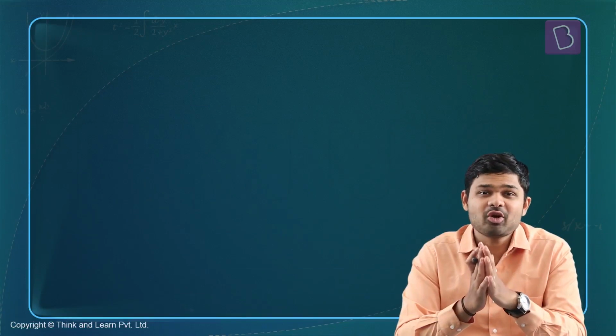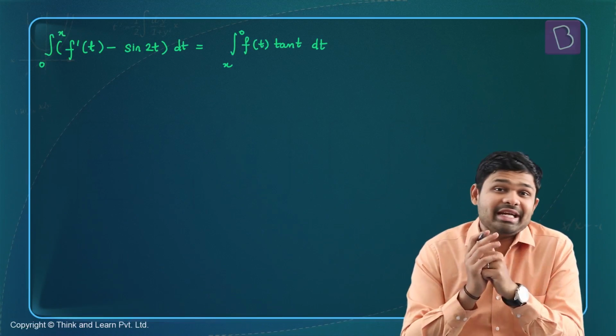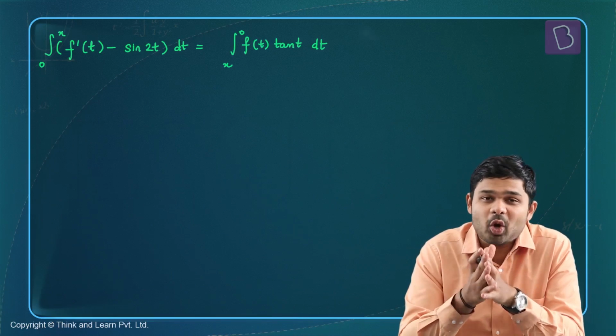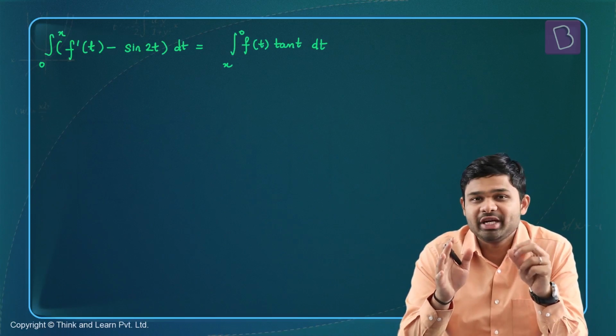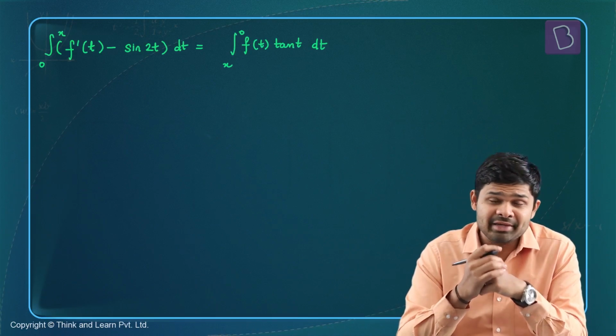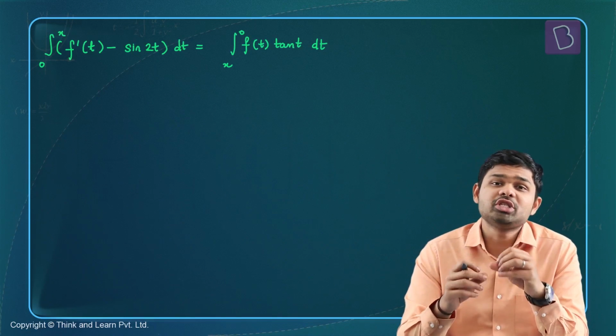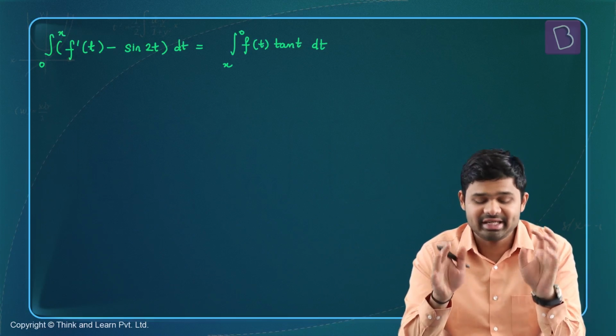So first of all, let's find out what f is. We have this particular integral here. We've been given the equality of these integrals: the integral 0 to x of f dash of t minus sine 2t dt is the integral x to 0 of f of t tan t dt. What we are going to do is make use of the Leibniz theorem, and differentiate both the left hand side and the right hand side.